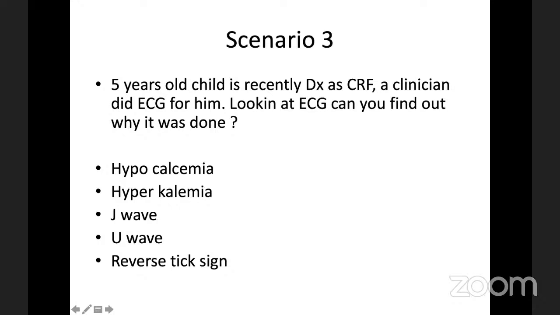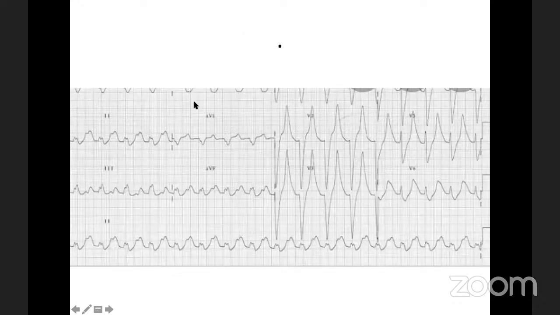Yeah, so this is the last scenario, I guess. A 5-year-old child is recently diagnosed as a case of chronic renal failure. Strangely, a clinician did an ECG for him. Looking at the ECG, can you find out why it was done? It's a renal problem, chronic renal, and a physician did an ECG. So it was something strange for a medical student who was looking at the reports of this child. So what do you think?